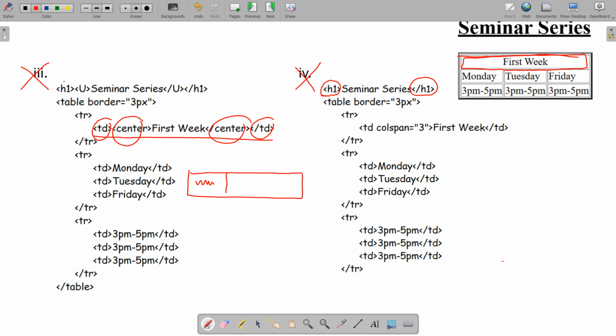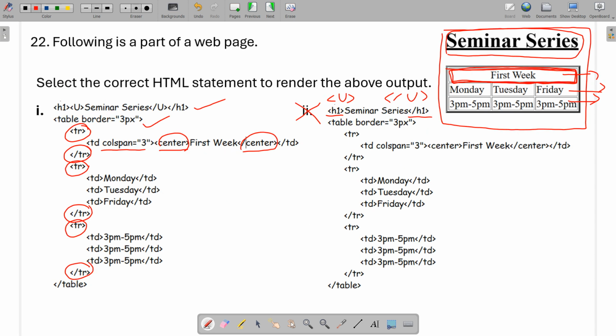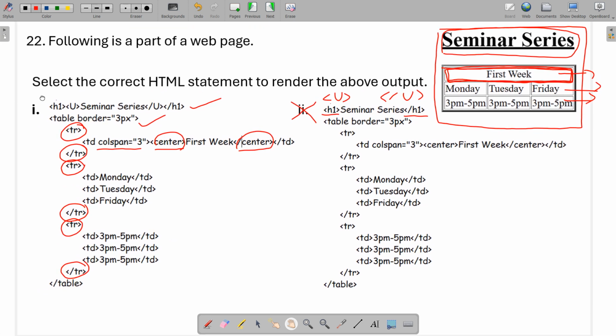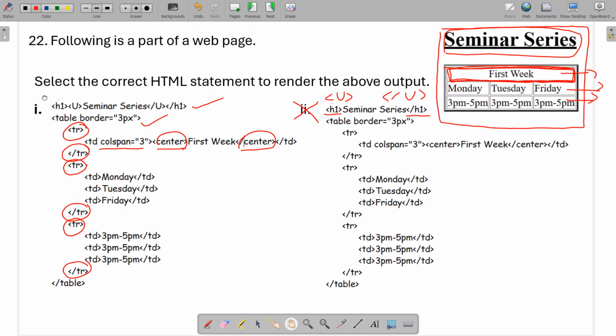To merge, we can use the colspan. So the correct answer is going to be the first one, right? So this can be taken as the correct answer, the very first one.